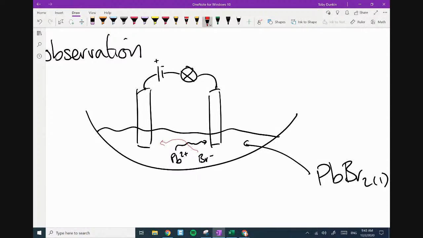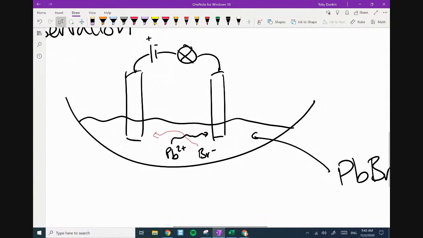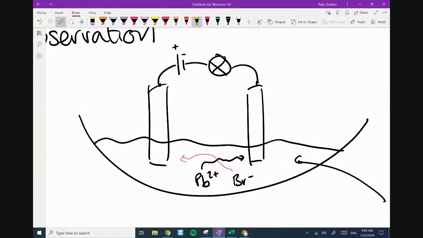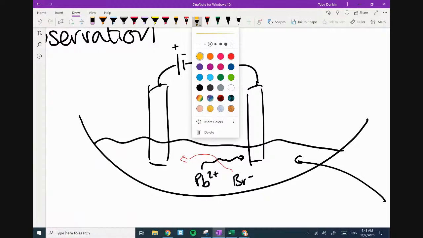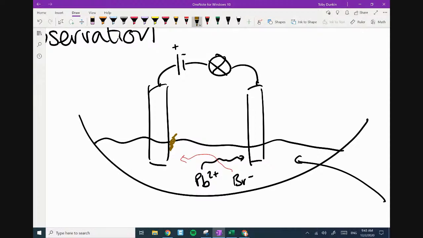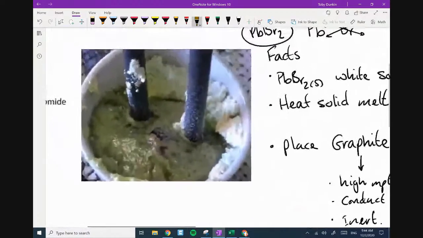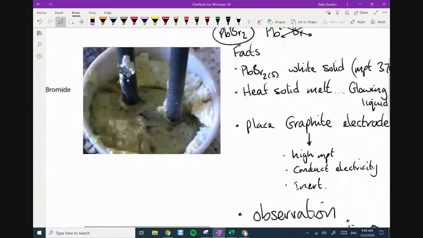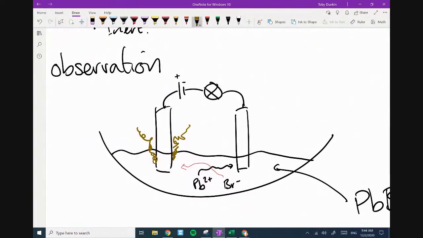Now, when that happens, we see two observations. Number one, over at the positive electrode, we now see dark brown gas. We see bubbles of dark brown gas appearing and coming out of this electrode. When that happens, the entire liquid turns brown. You can actually see it starting to turn orange, yellowy orange. And then we start seeing brown fumes coming off this. Yes, the observation is we are seeing a brown gas.